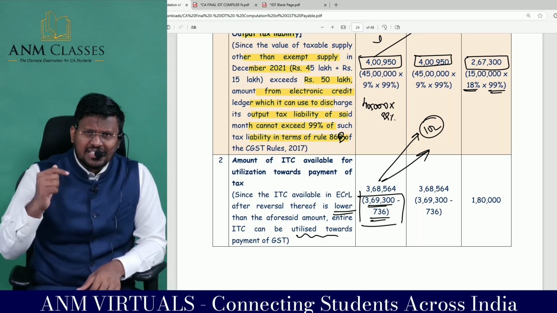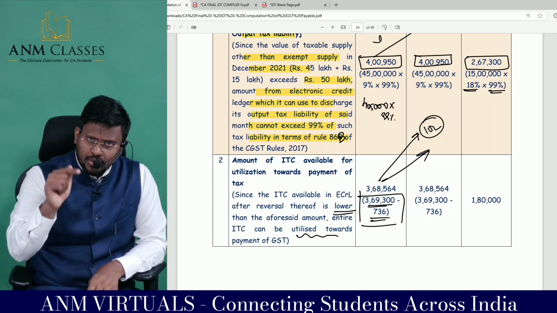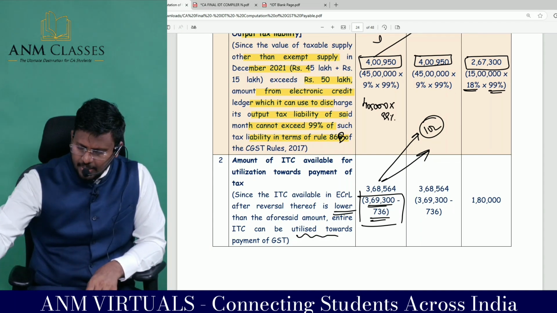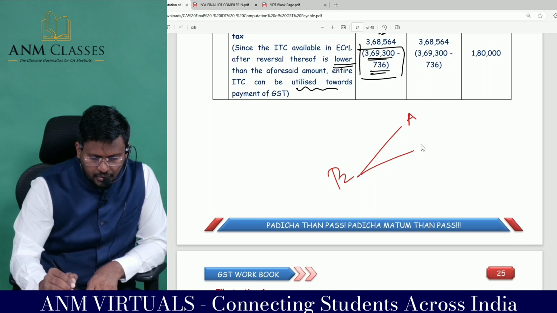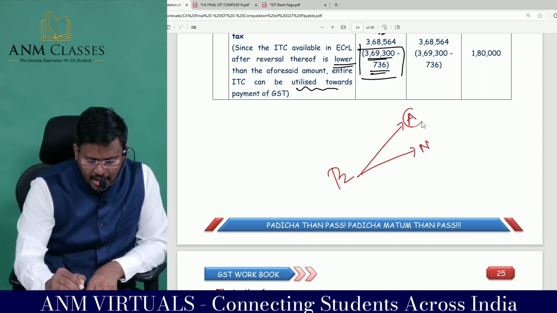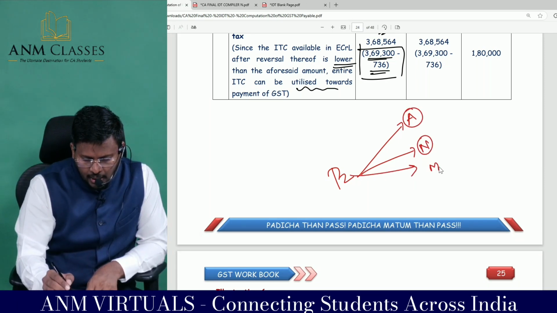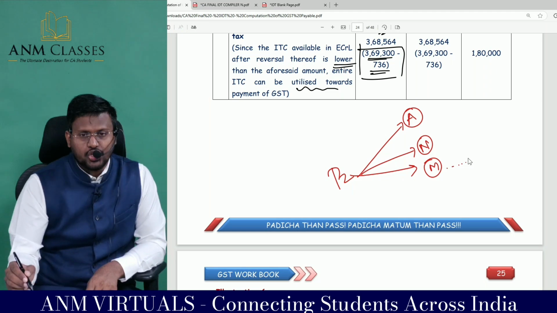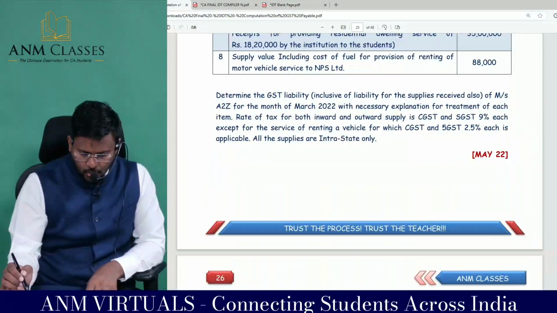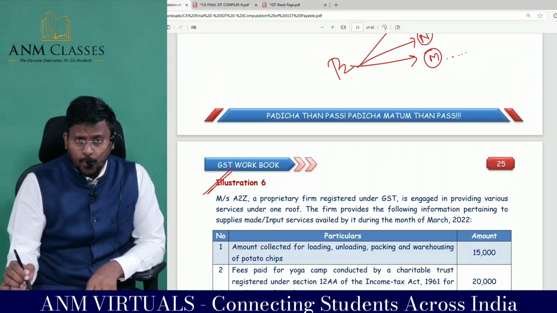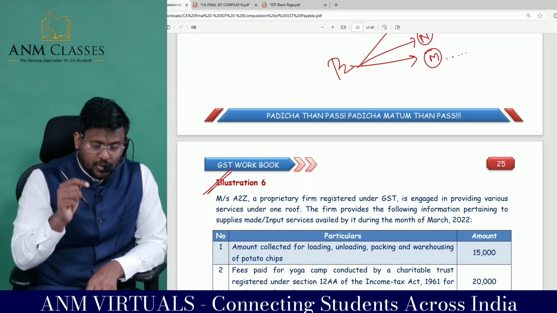If you practice a question like this before the examination, then only you will be able to appreciate or understand. With this we can say that in part number 2, we have done question number A and question number N. We are pending with question number M, which is illustration number 6, my dear lovable students, that we will be solving after you solve question number 5.